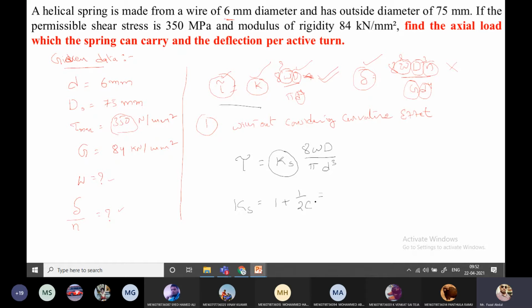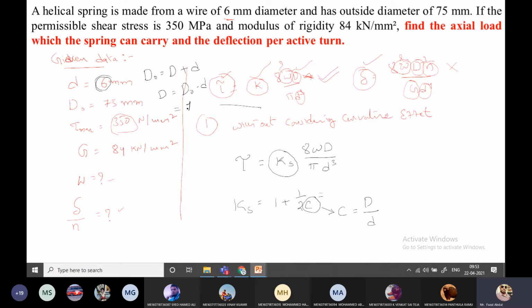What is C again here? Spring index. C equal capital D by small d. Capital D we don't know, and small d we know, given in the question as 6 mm. To calculate capital D: D naught is the outside diameter of the spring, and D is the mean diameter of the spring. So D naught equals D plus d, so D equals D naught minus d.